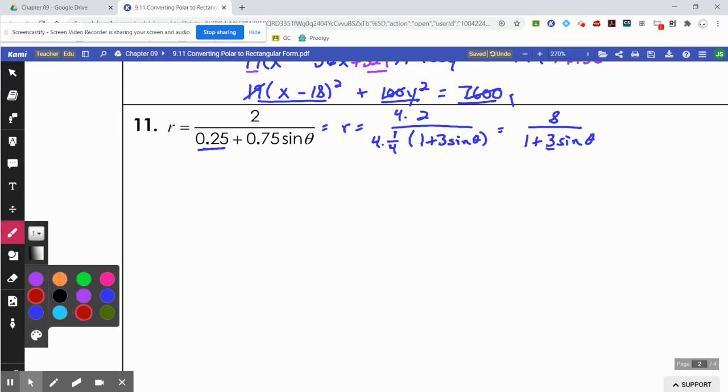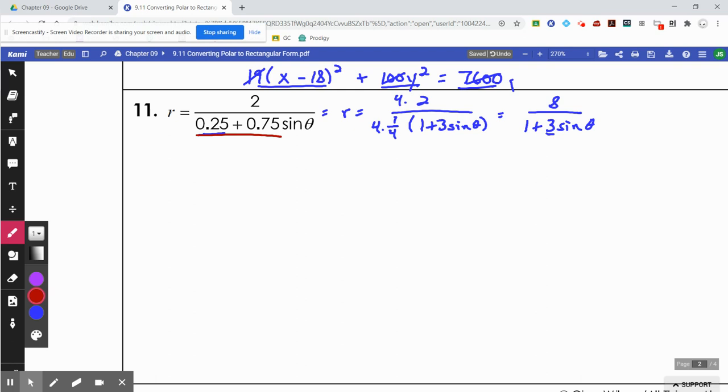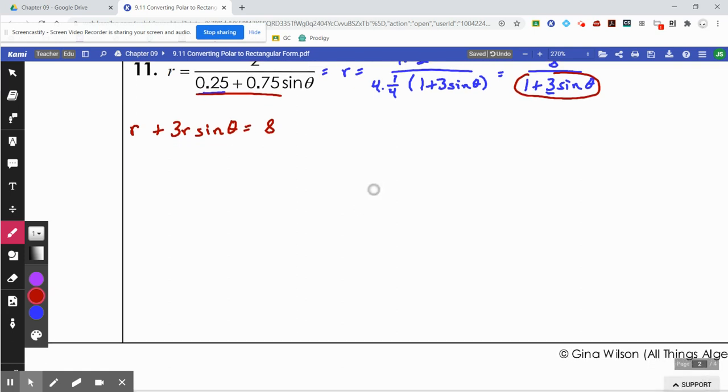Now, which one of these do you use to actually turn it? It doesn't matter, but this seems a whole lot cleaner. I would use it to change to rectangular coordinates. So let's go ahead, distribute the bottom. That gives you r plus 3r sine theta is equal to 8. R sine theta, again, is replaced with y, is equal to 8. Move your 3y over, it gives you r equals 8 minus 3y.